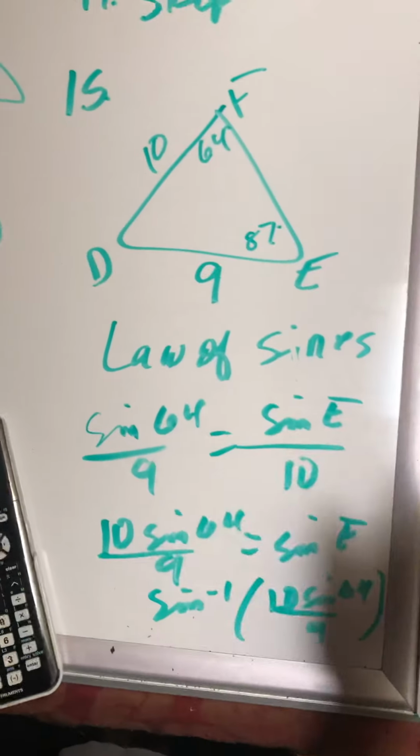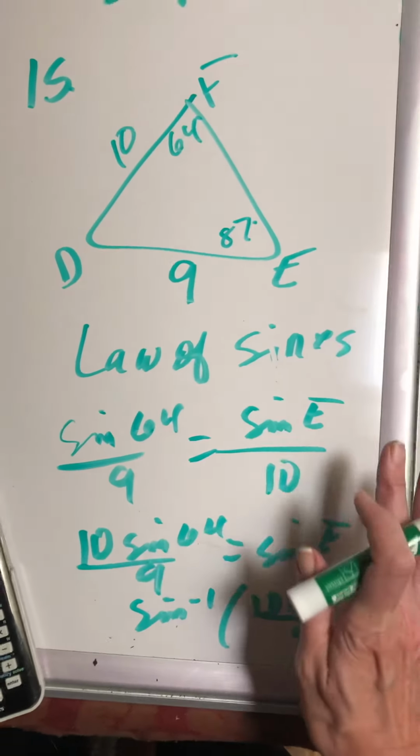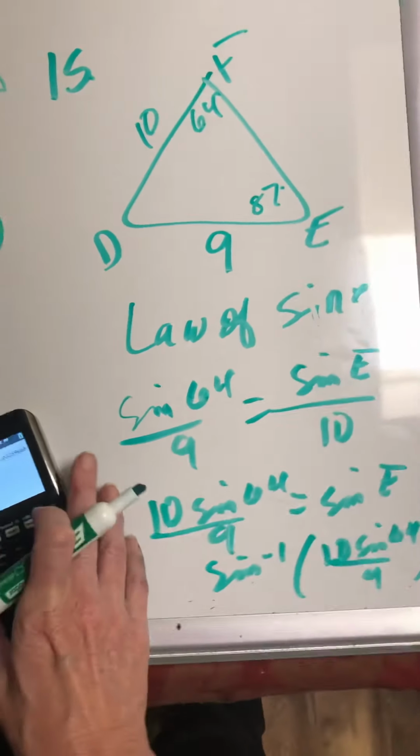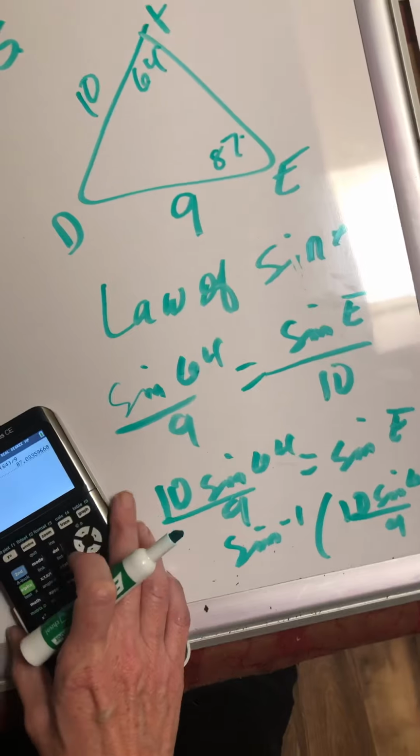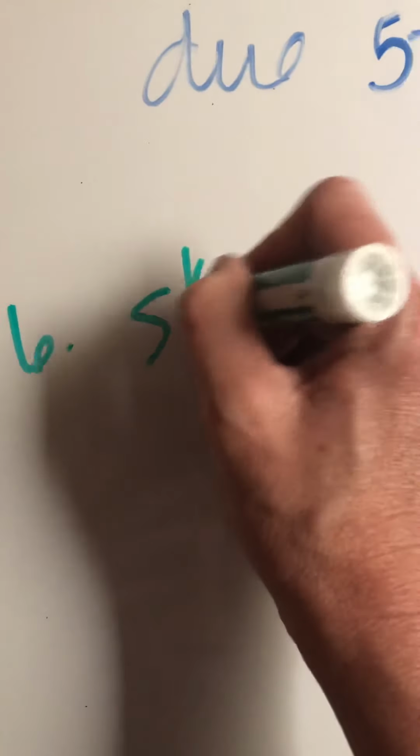So we don't have to subtract. We don't have to find side E. We don't have to find side EF. We just had to do that one law of sines. Okay, so that's 15. We're going to skip number 16 because we're not going to get to that lesson. So number 16, you're going to skip.